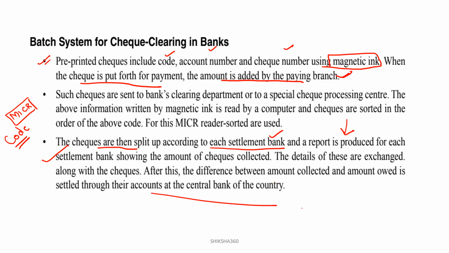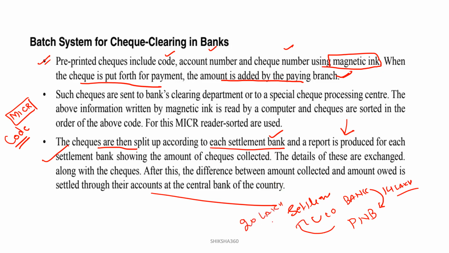So basically, what is the meaning of all this settlement? Let me take two examples: UCO Bank and PNB. UCO Bank has to give PNB 14 lakh with respect to the checks, and PNB has to give UCO Bank 20 lakh. So in the end, what is the difference between both? That is 6 lakh. So PNB has to give 6 lakh extra to UCO. Clear? Only 6 lakh they will transfer, and the rest will be settled among both.